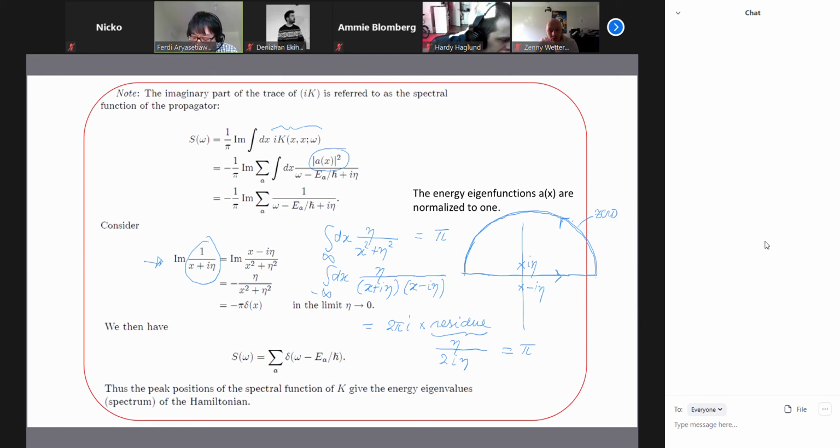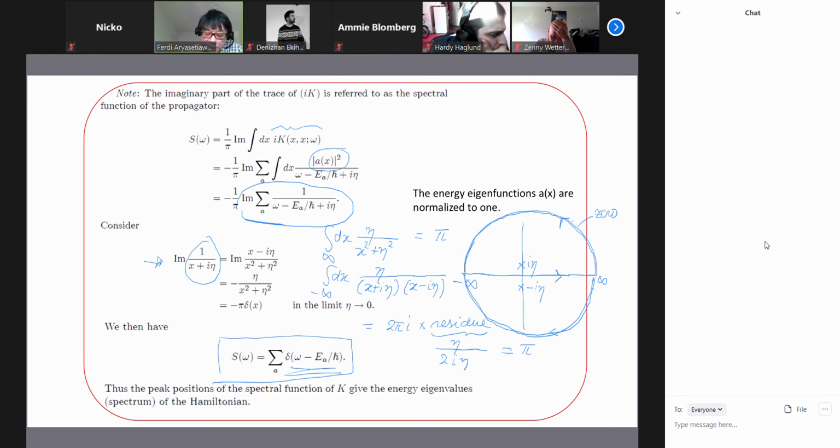We can also close the contour downward like this, and we get the same result, because the integral is also 0 along the large semicircle. So we get the same result. So then, if I take the imaginary part of this expression here, that would be just pi times this delta function. So we see that the imaginary part of this divided by pi gives us a series of delta functions centered at the eigenvalues of the Hamiltonian. So in other words, that's just the poles of the propagator.